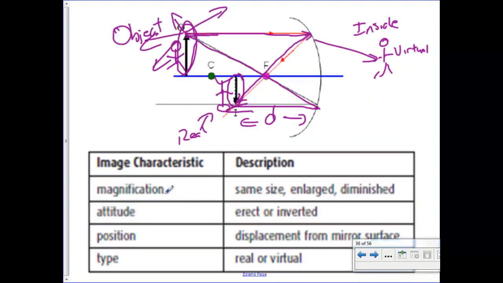Here they are. You've got to consider magnification, so will you see it bigger or smaller? Will it be upside down or normal? We call that erect or inverted. Position, like how far away will it feel like it is from you? And then the type is real or virtual, which is basically, is it behind the mirror or in front of the mirror? Either way, the object is not in either of those locations, obviously, right?